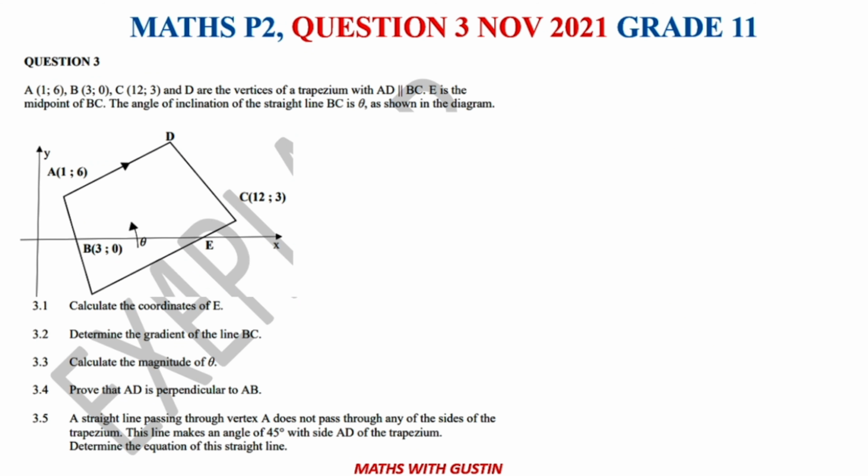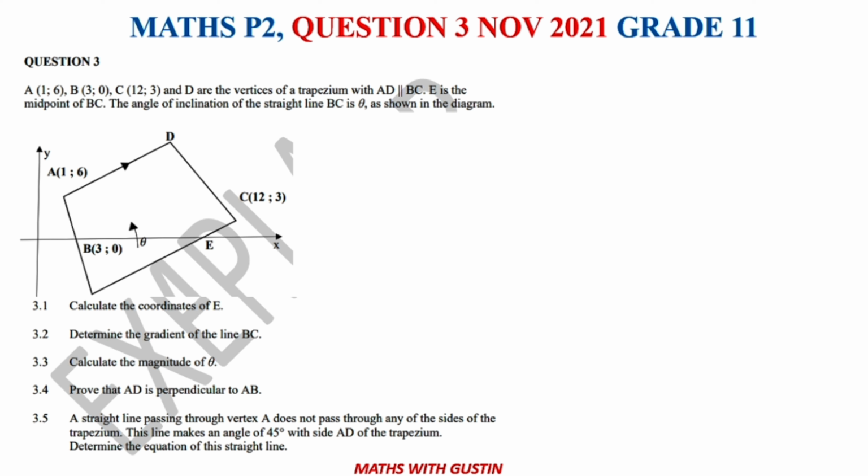Welcome back to question 3, November 2021, grade 11. It was an analytical geometry question rather. Let's look at this one. I am Gaston Mapala. Let's go through this question together right here and see what we can learn from this past paper. A, B, C, and D are vertices of a trapezium, and the coordinates are given there.